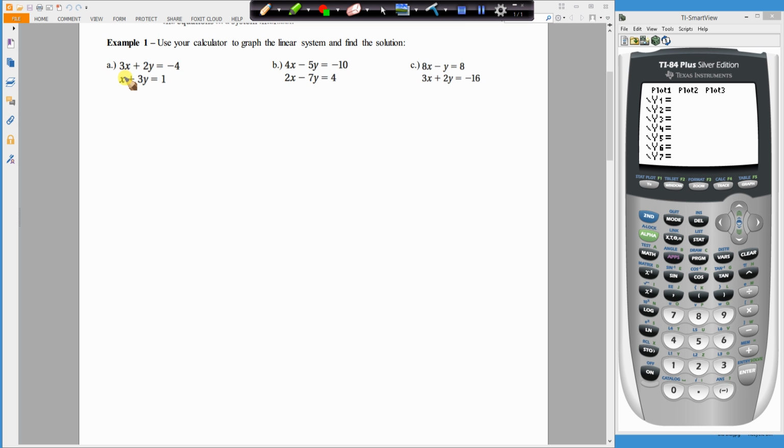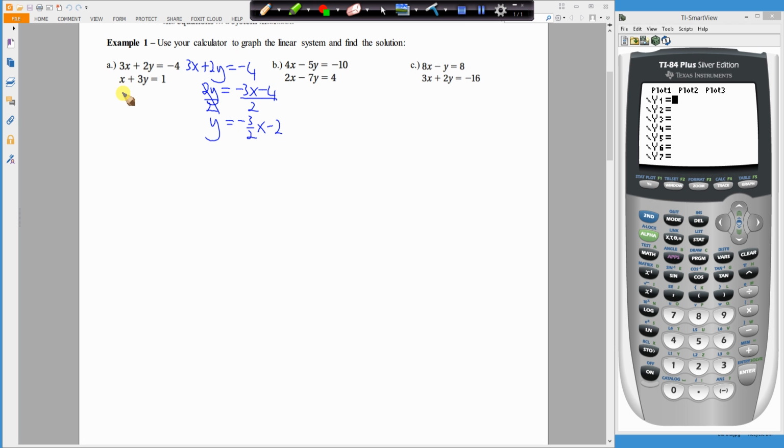So what we do here is take each equation and put it in slope-intercept form. I'm going to write this one over here and then put it in slope-intercept form. So take away the 3x, and then divide by 2. So this equation is y equals negative 3 over 2 x minus 2.